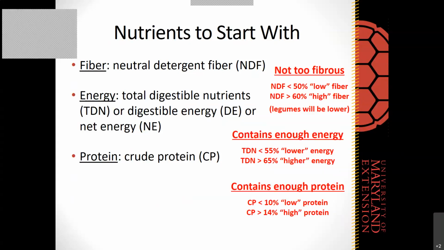And then for protein, of course, we want to make sure we're providing enough of those essential amino acids and enough protein as a whole for that animal. So I would say something less than 10% would be on the lower end, and something higher than 14% would be on the higher end. So that just gives you some rough ranges as a place to start.